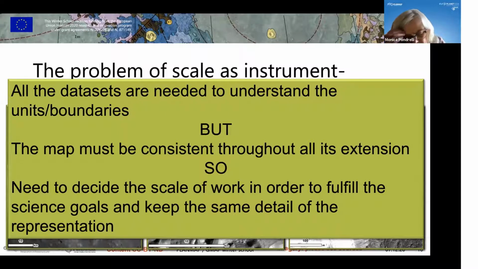Just to make an example, we cannot map in one part of the area craters down to, for example, 100 meters of diameter, and in another part of the map, craters which have maybe 2 kilometers of diameter. So we must keep the map consistent.